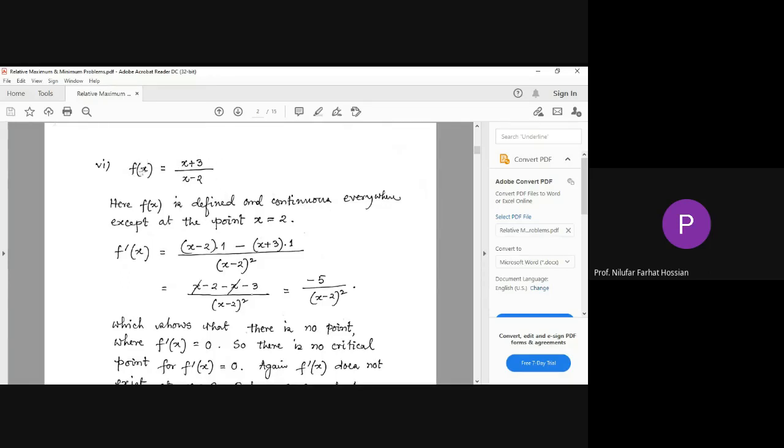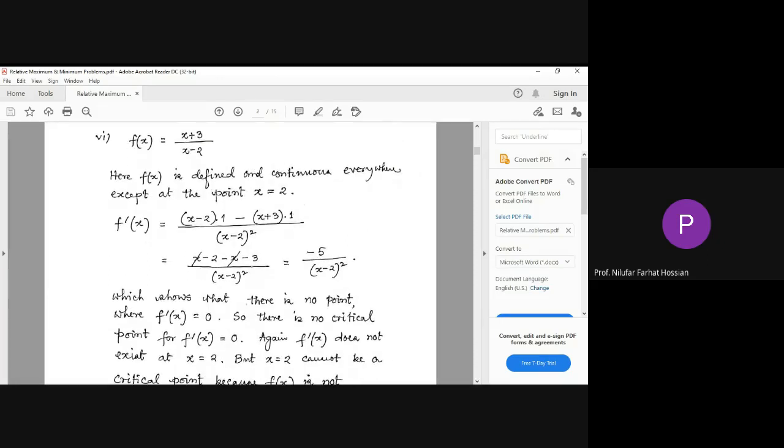So you see this function is defined everywhere for all real values of x except when x equal to 2, because when x equal to 2 the function becomes undefined because the lower part becomes 0. So that's why this function is defined and it is continuous everywhere except at the point x equal to 2. So now let us find the derivative.